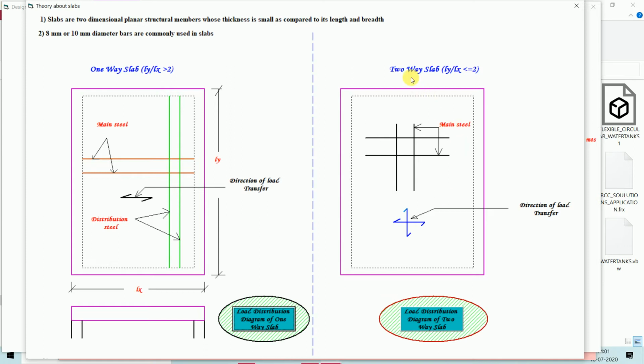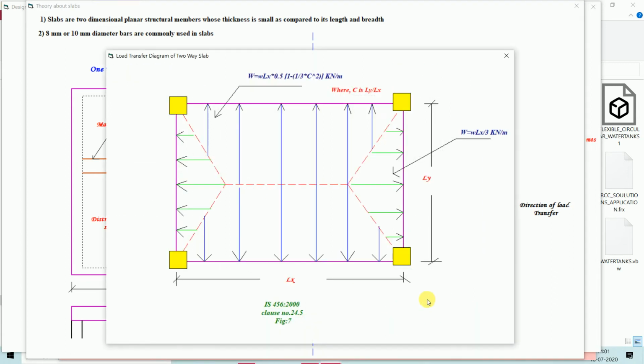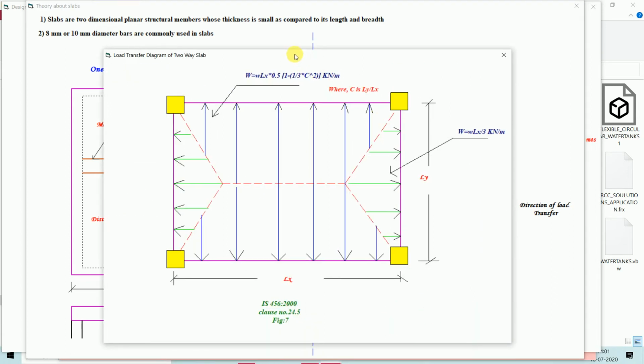The second slab is the two-way slab. In a two-way slab the aspect ratio, that is Ly by Lx, is less than or equal to 2, and then we can call it a two-way slab. We can designate this two-way slab by using this symbol. This is the load transfer in a two-way slab: the loads will transfer along both the shorter span length and the longer span length. Let us see, just click on this load distribution diagram. This is the load distribution diagram of the two-way slab.